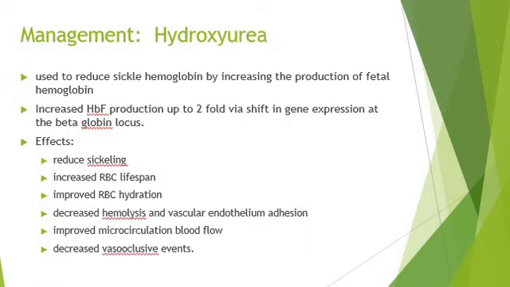We have to reduce the sickle hemoglobin production by increasing the production of fetal hemoglobin, and the hope for the patient is that it increases HbF production up to 2-fold via changes in the drugs.